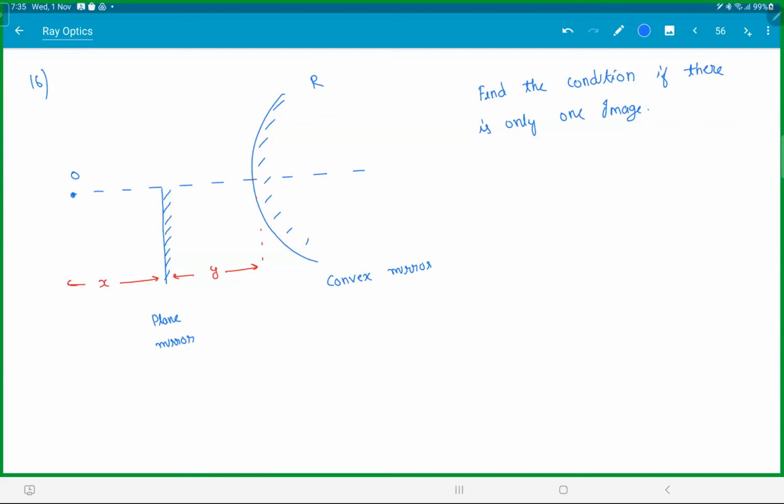So the idea here is the image in the plane mirror and the image in the convex mirror are overlapping, isn't it? The plane mirror image and the convex mirror image are overlapping. That's why you're getting a single image. Or you should have seen two images. Try. Get it? Now I think you must have got that.